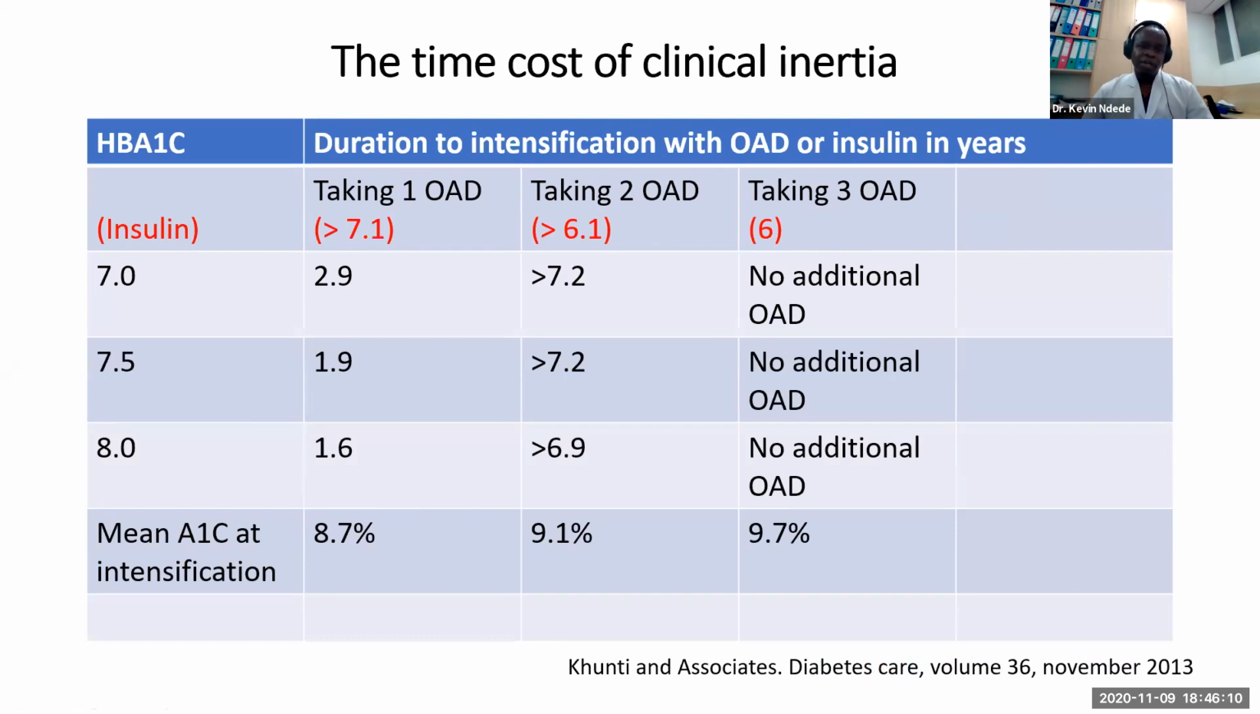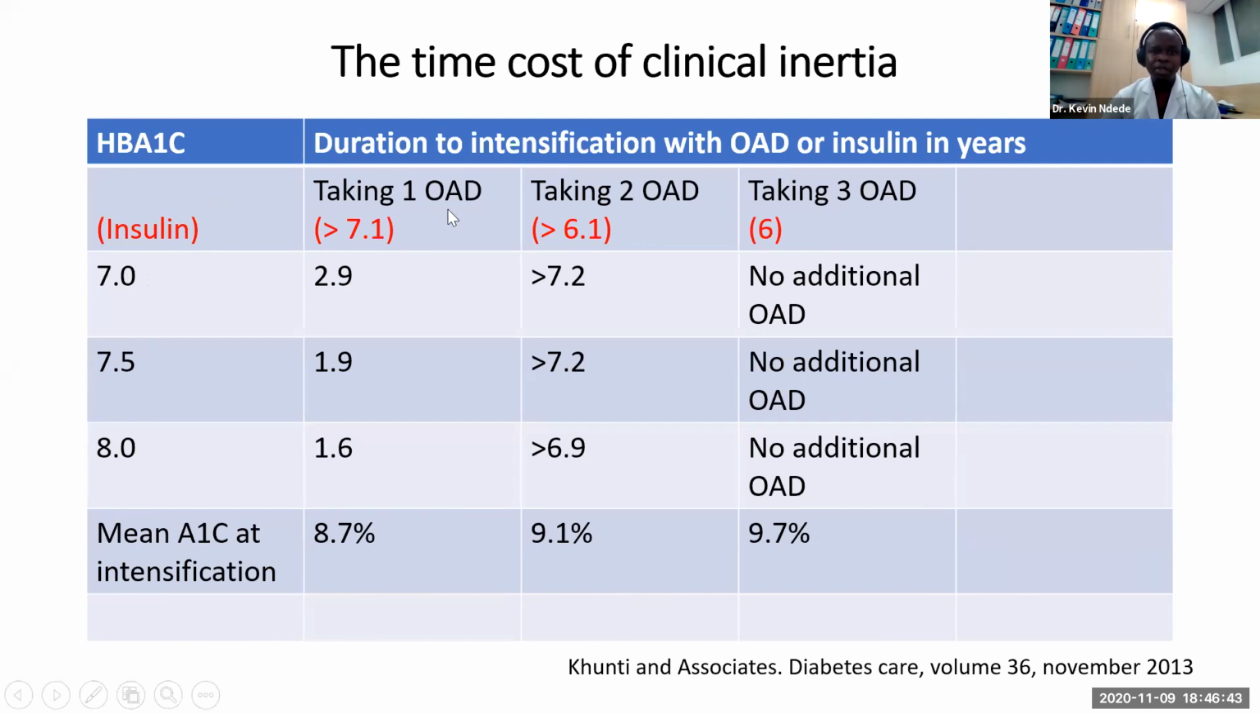Now, we can also look at the time cost of this clinical inertia. This table is adapted from a review article in the study listed here. What happened is the study looked at individuals with varying HbA1cs at baseline, so 7%, 7.5%, and 8%. And they looked at the number of oral anti-diabetic medications that the individuals were taking.